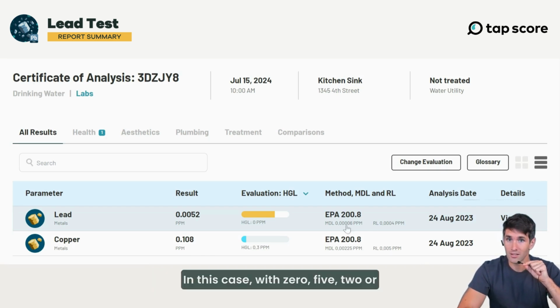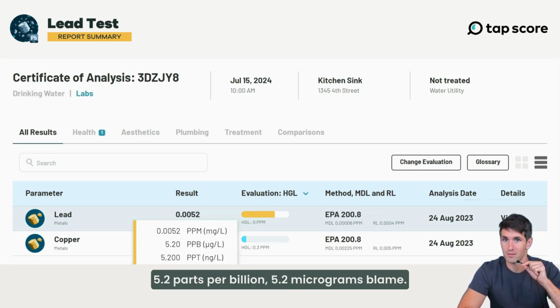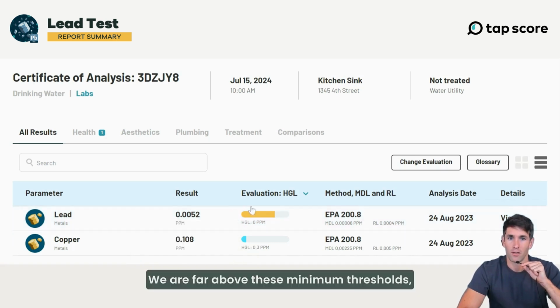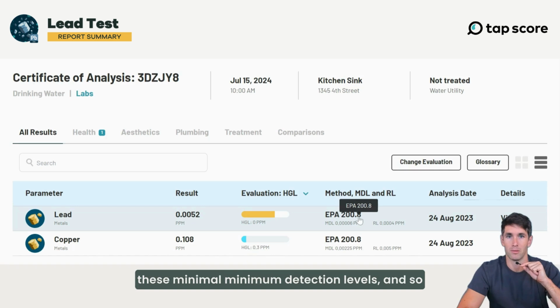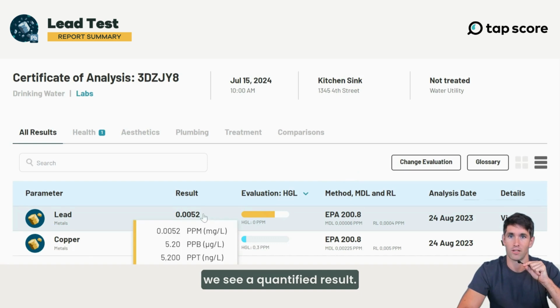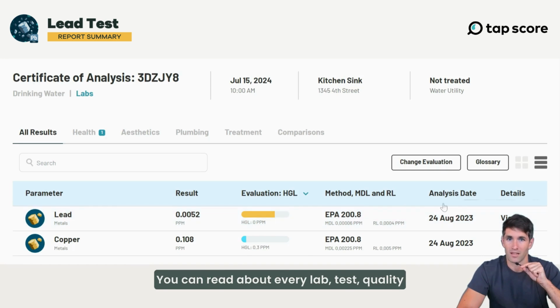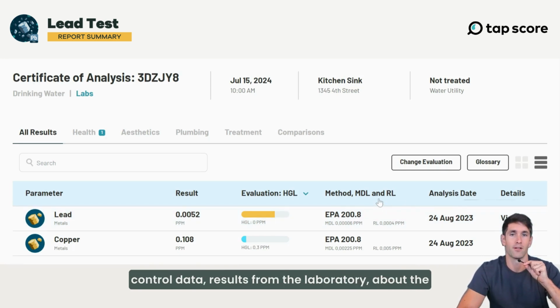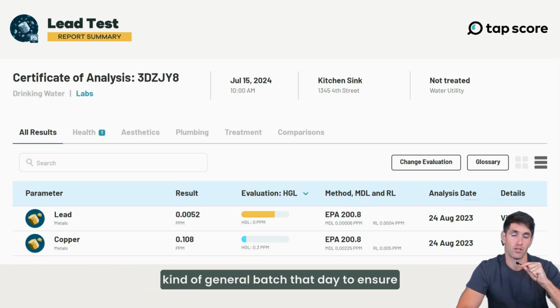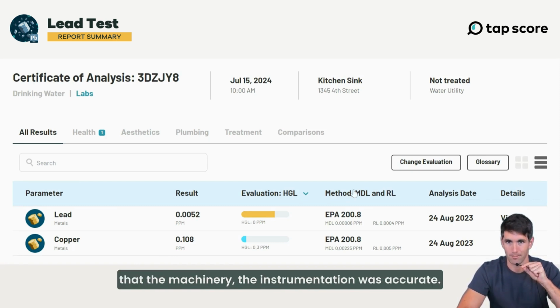In this case, with 0.0052 or 5.2 parts per billion, 5.2 micrograms per liter, all the same thing, we are far above these minimum thresholds, these minimum detection levels. And so we see a quantified result. You'll see the date of the analysis, of course, and there's all sorts of details you can read about every lab test, quality control data, results from the laboratory, about the kind of general batch that day to ensure that the machinery, the instrumentation was accurate.